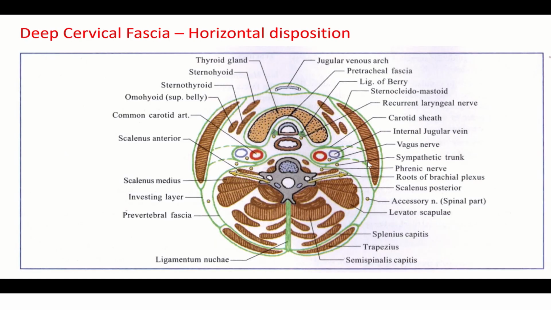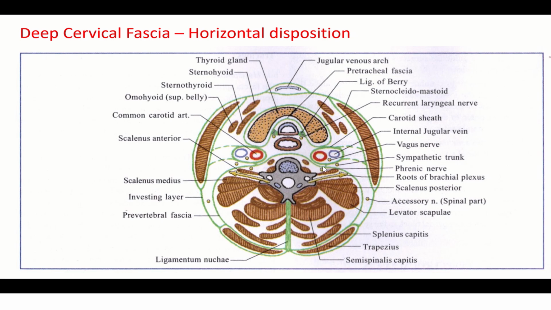You can see here, this is the investing layer beneath the sternomastoid. You can see the fascial process arising here from the prevertebral fascia. This also forms the posterior wall of the carotid sheath, and you can see this is enclosing the prevertebral muscles and the vertebrae. Now if you see between the pretracheal layer and prevertebral layer, this space is forming the visceral compartment, and within the carotid sheath, this is the neurovascular compartment.